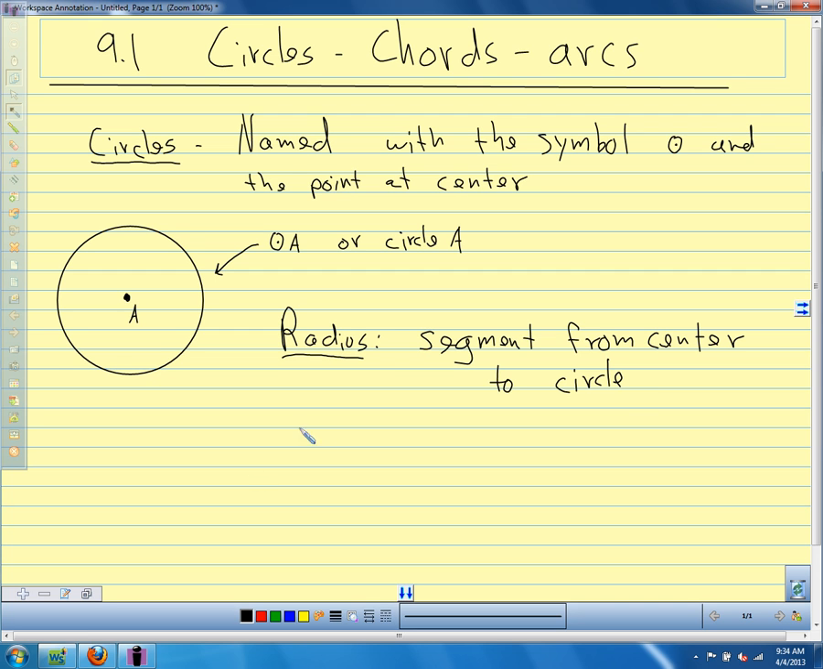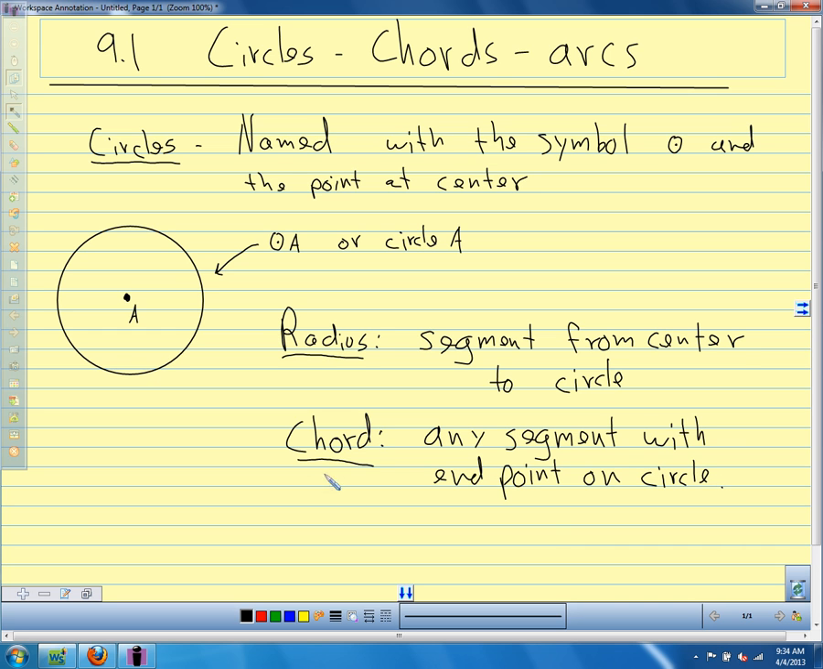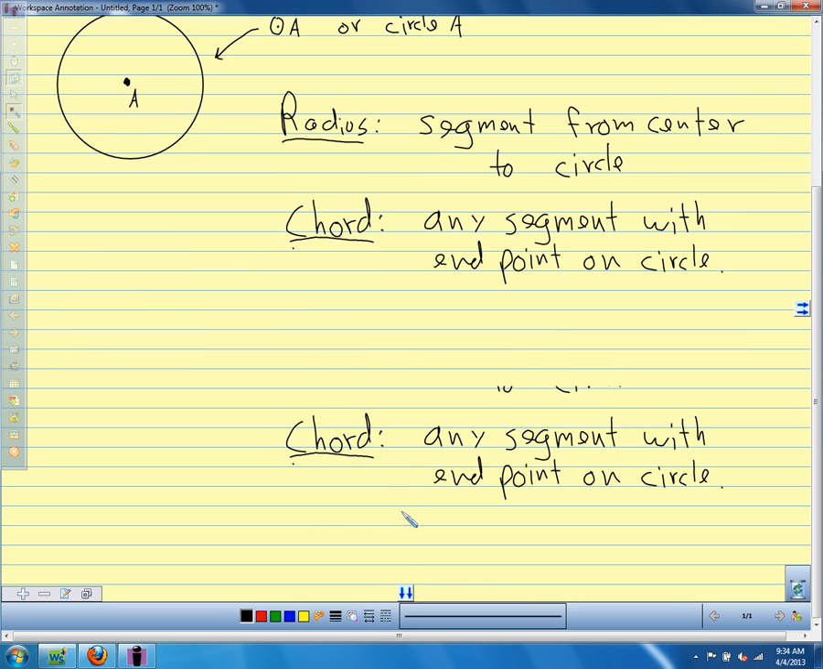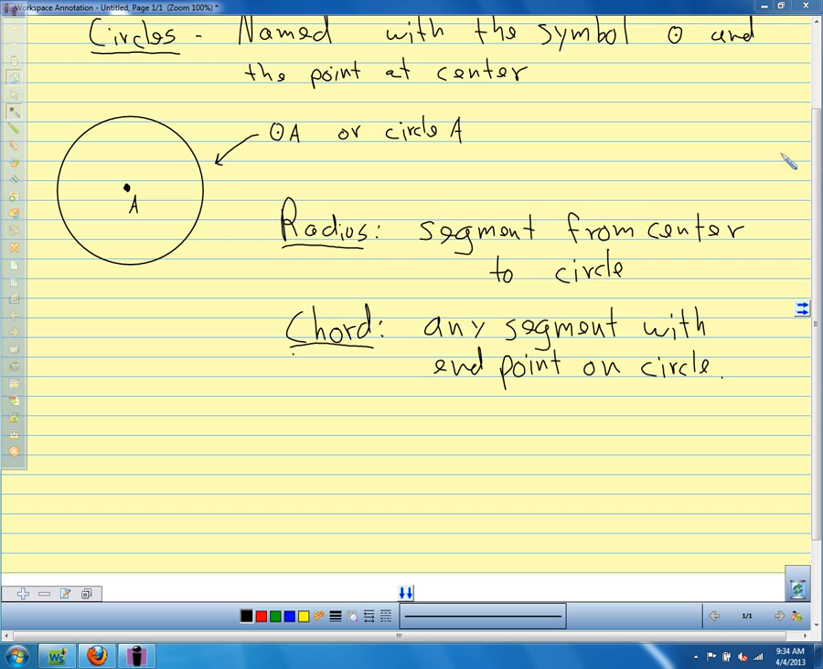A chord is a new one that we're going to talk about. A chord is any segment that has its endpoints on the circle. So it could be anywhere on our circle. And the third part that we're going to talk about, the segments, is one that we already know about, a diameter.